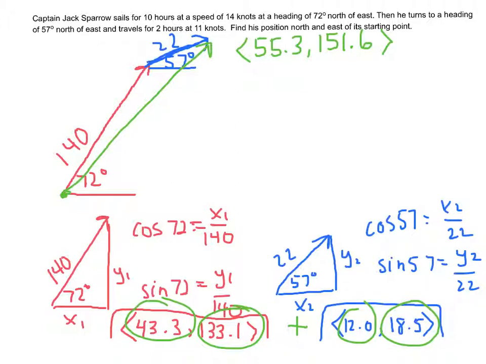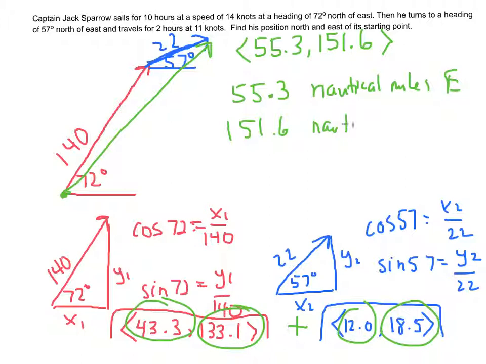And so it asks to find his position north and east of its starting point. And we did that. He is 55.3 nautical miles east, and he is 151.6 nautical miles north of where he started. And there you have it.